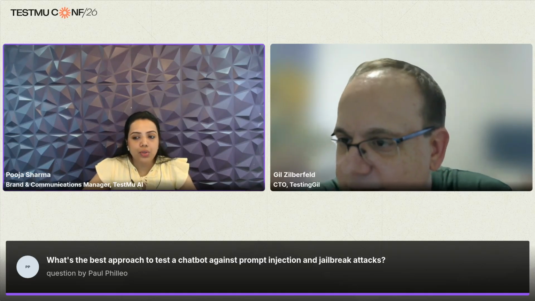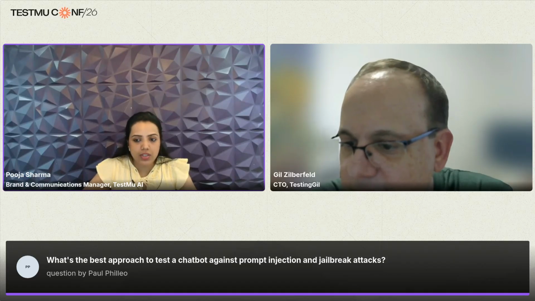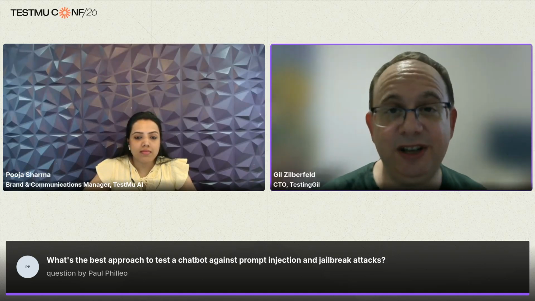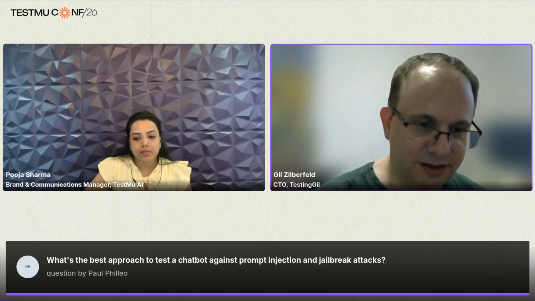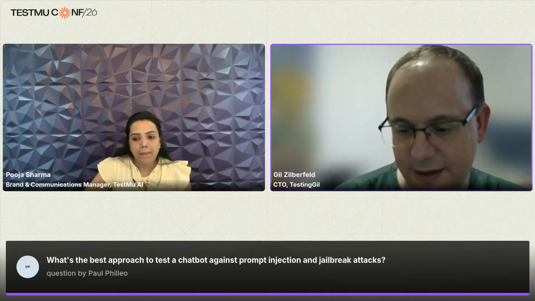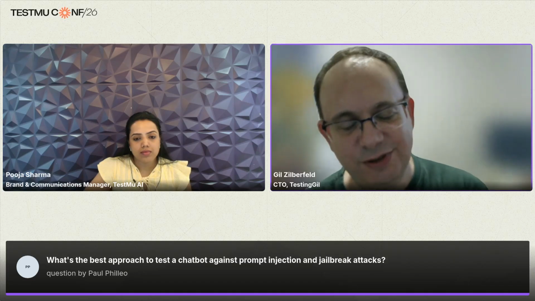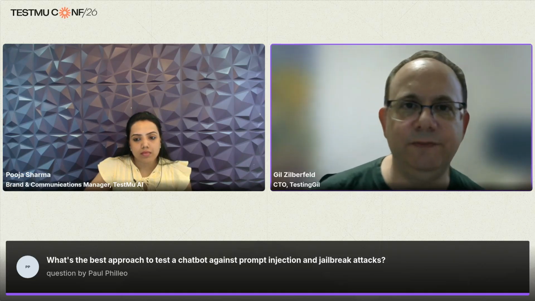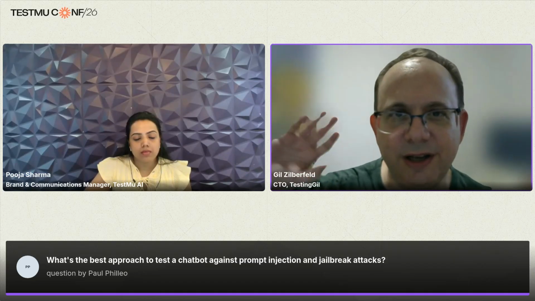What's the best approach to test a chatbot against prompt injection and jailbreak attacks? So, first of all, prompt injection is what I mentioned about somebody sending in some text that tries to hijack the system in a different way. I'm going to answer it from the testing perspective. How do you even think about these things? Because usually that's not what we do, right? Security and stuff like that used to be something that the company brought in experts for, and they would think. Now it's our job to think about this.